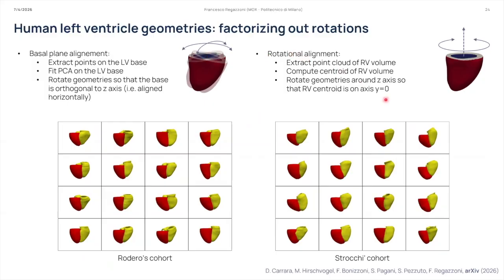And then we also remove the last degrees of freedom, that is the rotation around the center line of the ventricle, by taking the centroid of the right ventricle points and putting it into the axis y equal 0. And you can see on the bottom, in this way we can well align all the geometries.